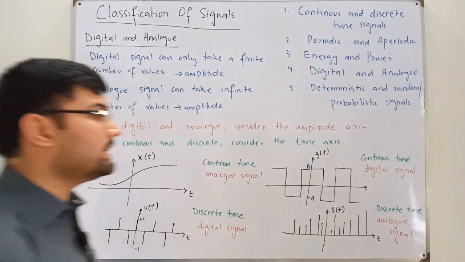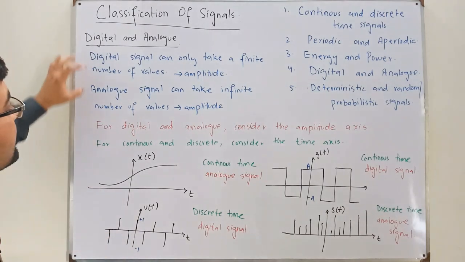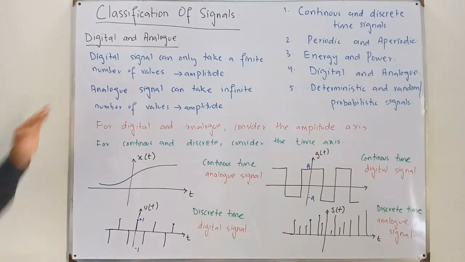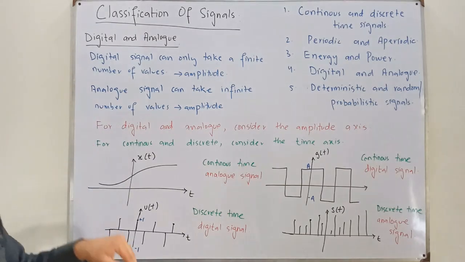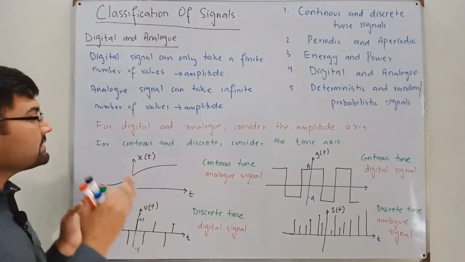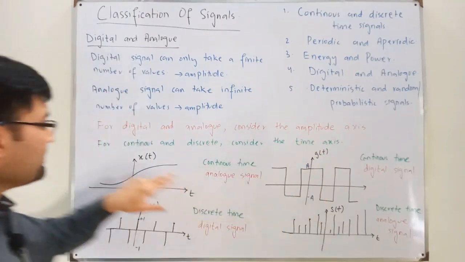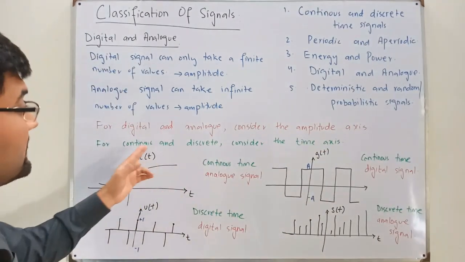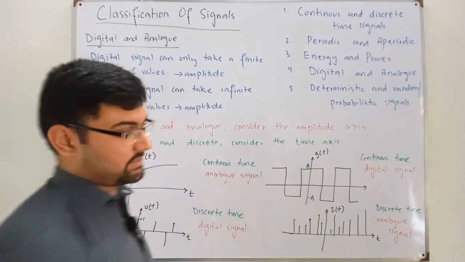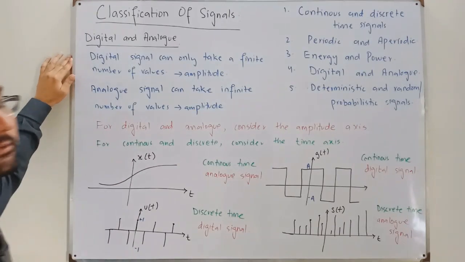Now I believe that the confusion between the digital signal and the discrete time and the continuous and analog is clear. For checking between digital and analog, you consider the amplitude axis. For checking between continuous and discrete, you check the time axis. And that's it. That's about the digital and analog signals.